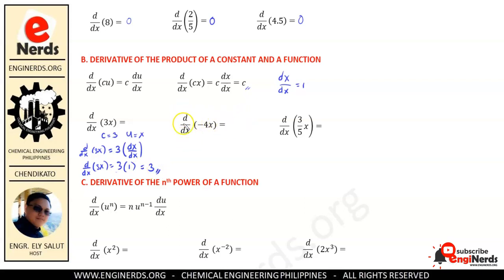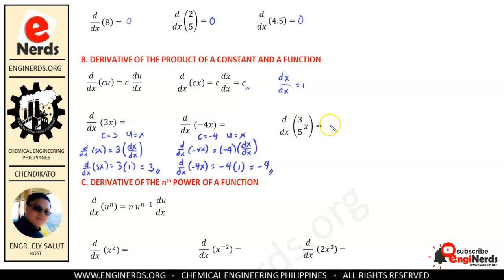So in here, meron din tayo derivative of negative 4x with respect to x. So our c in here is equal to negative 4 and our u is equal to x. So our d over dx of negative 4x is equal to, ilalabas natin yung c. Our c is negative 4 times the derivative of our x, dx over dx, which is equal to 1. So, d over dx of negative 4x is equal to negative 4 times 1. So, therefore, this is equal to negative 4. So, immediately, no, nakikita natin, yung x natin is nagiging 1 at the end.